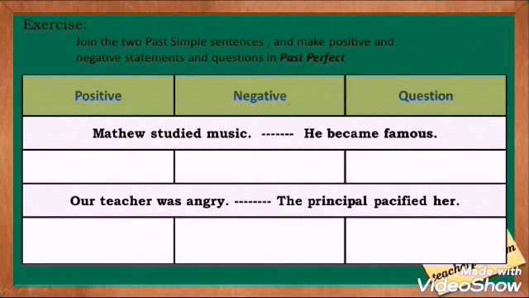So this is the first exercise for us. Join the two past simple sentences and make positive and negative statements and questions in the past perfect. The first example here, Matthew studied music. He became famous. So the first action is Matthew studied music, and the second one, he became famous. Let's put it in the positive form of the past perfect by using the keyword before. I say Matthew had studied music before he became famous. This is the positive form.